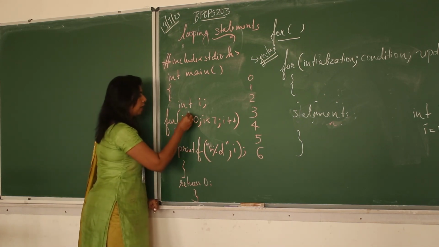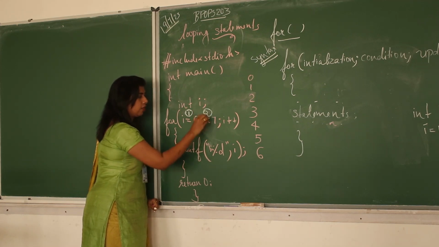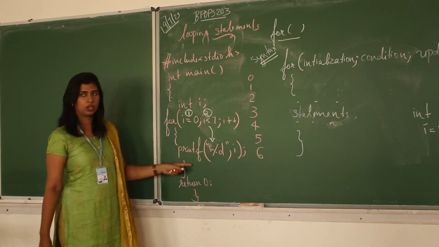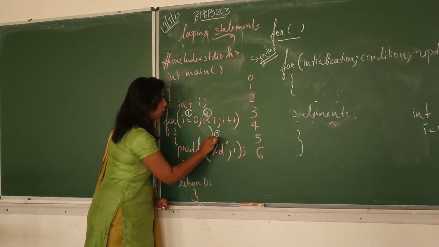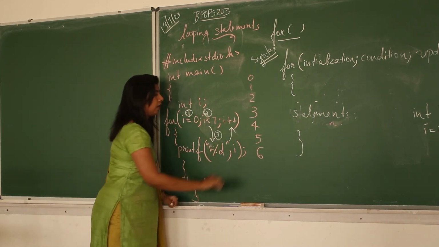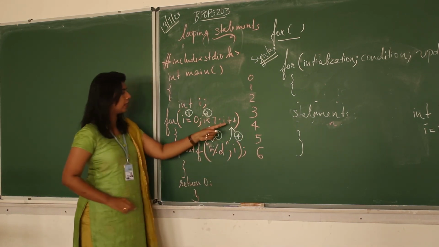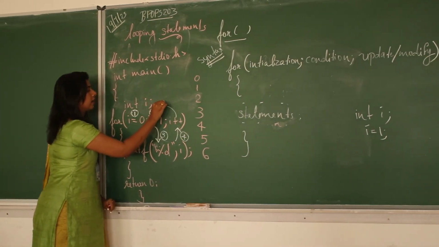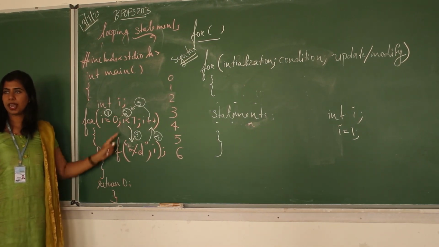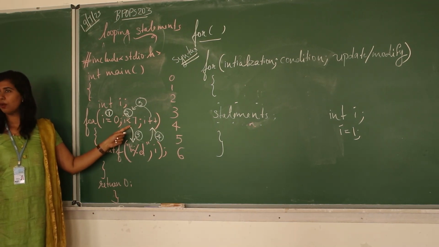So how is this execution happening? Initialization will happen first. Second, you are checking the condition. If the condition is true, the control will come inside the loop and execute those statements. Once all statements are executed, the control will go back to the update part, that is here, this increment part. Then incrementing the value. Then again coming back, checking the condition. If it's true, it will go inside. Then it will execute. This repetition will happen until your condition gets false.